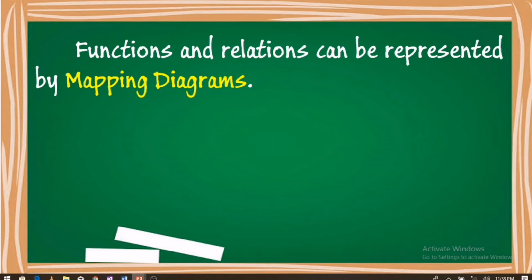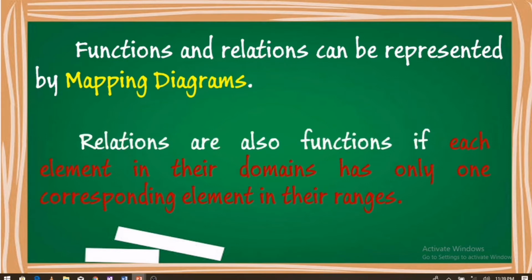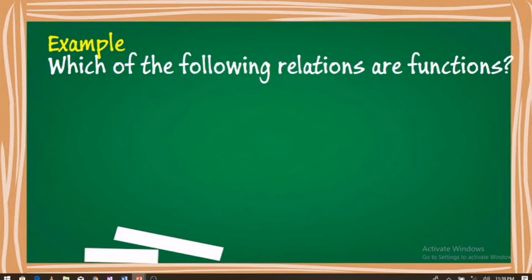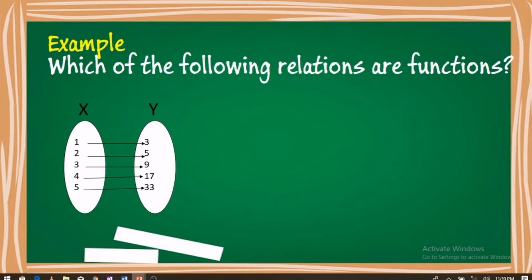Functions and relations can be represented by mapping diagrams. How will we know if the mapping diagram is a function or just a mere relation? Relations are also functions if each element in their domains has only one corresponding element in their ranges. For example, which of the following relations are functions? Let us have these mappings. The domain is the set containing the x, the range is the set containing the y.